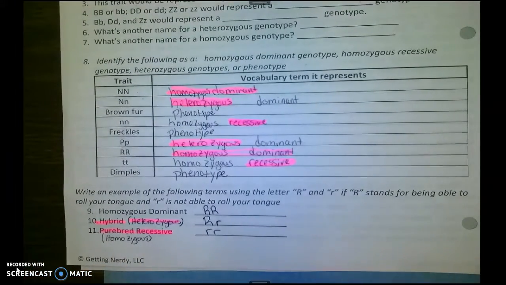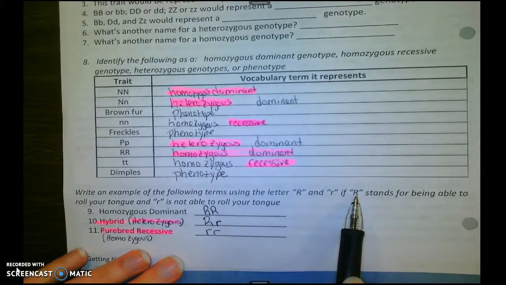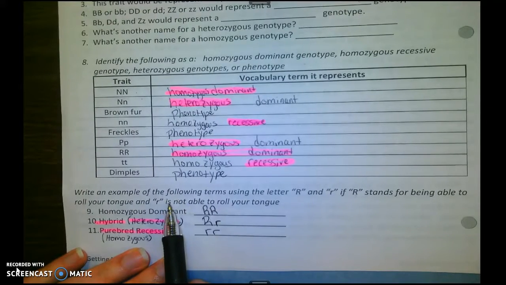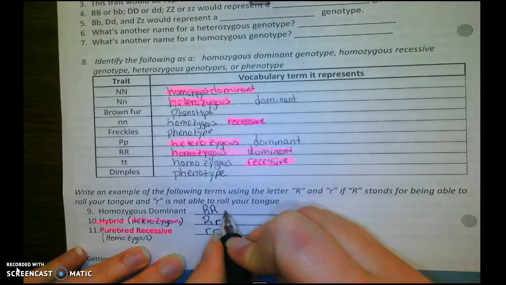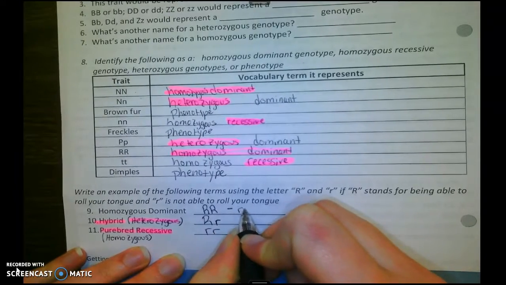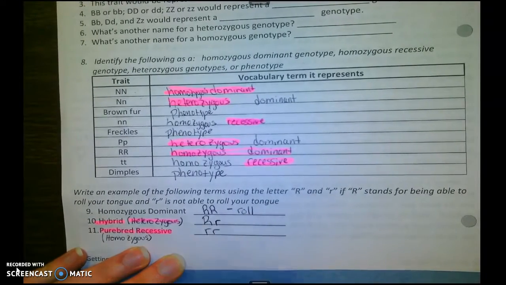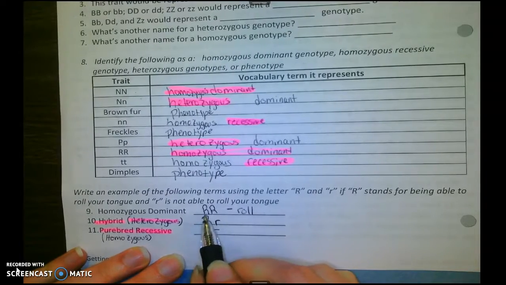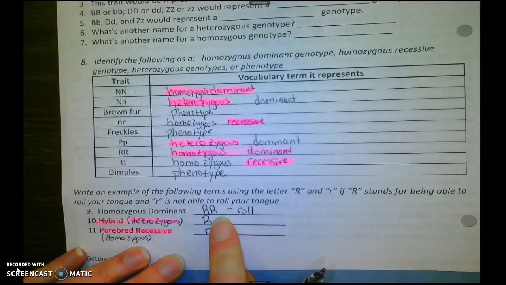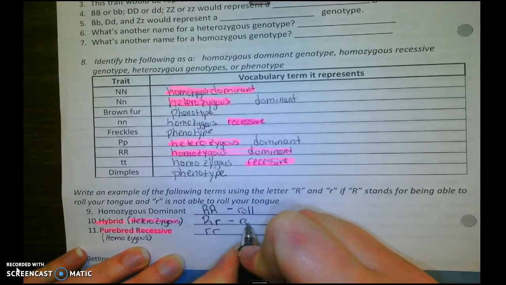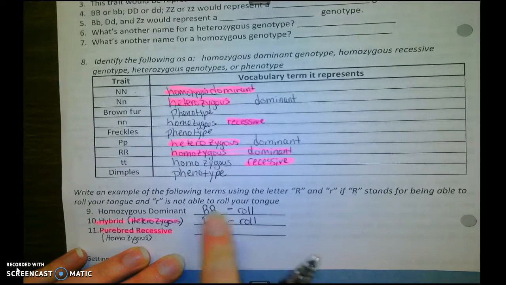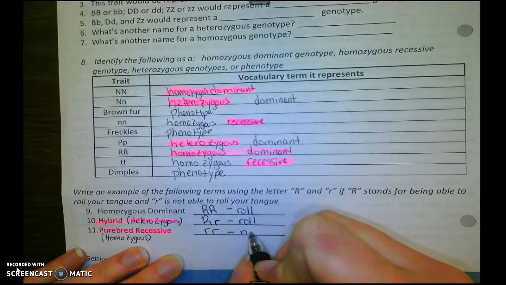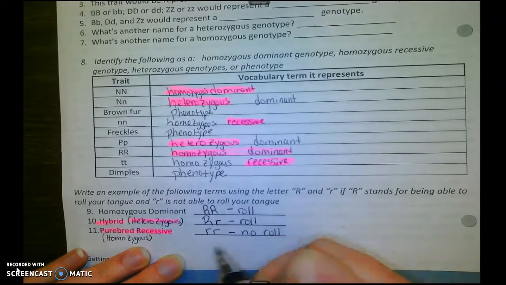Okay? So if we look at these guys, it says that big R means that you can roll your tongue. Little r means you can't roll your tongue. This is actually a trait that you get from your parents. So of these, big R, these guys are dominant. They're going to be able to roll their tongues. Big R, little r, this big R is dominant. It's going to cover up that little r. So this individual would be able to roll its tongue. But little r, you can't roll your tongue. So these guys cannot roll their tongues.